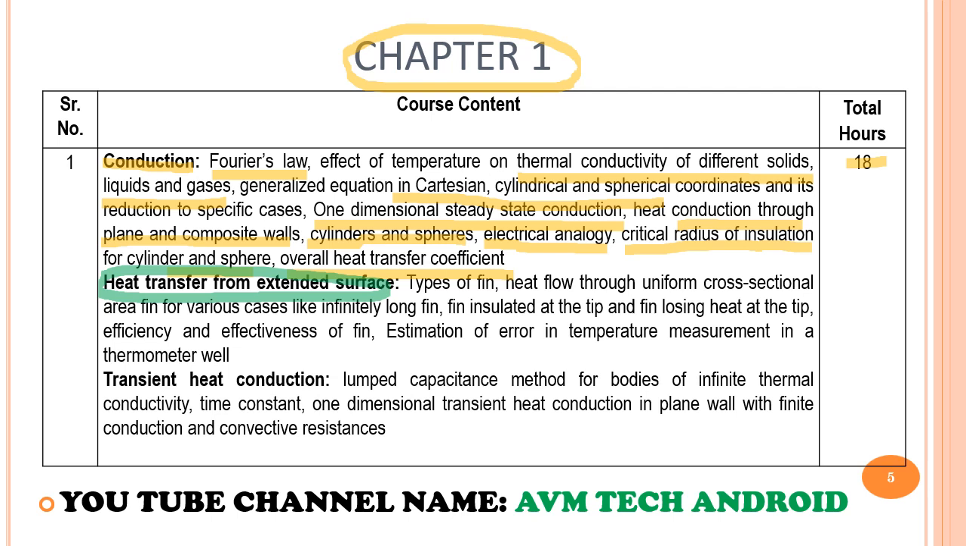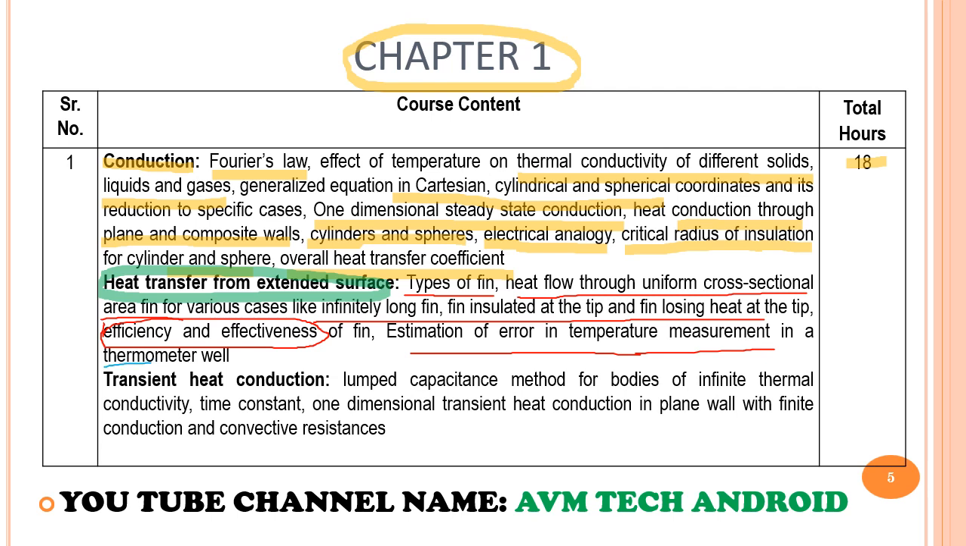In that we have to discuss types of fin, heat flow through a uniform cross section area fin. Then we have to discuss different types of fin. We have to discuss two important parameters of the fin, that is efficiency and effectiveness of the fin. And we have to discuss the error in temperature measurement using a thermometer well.